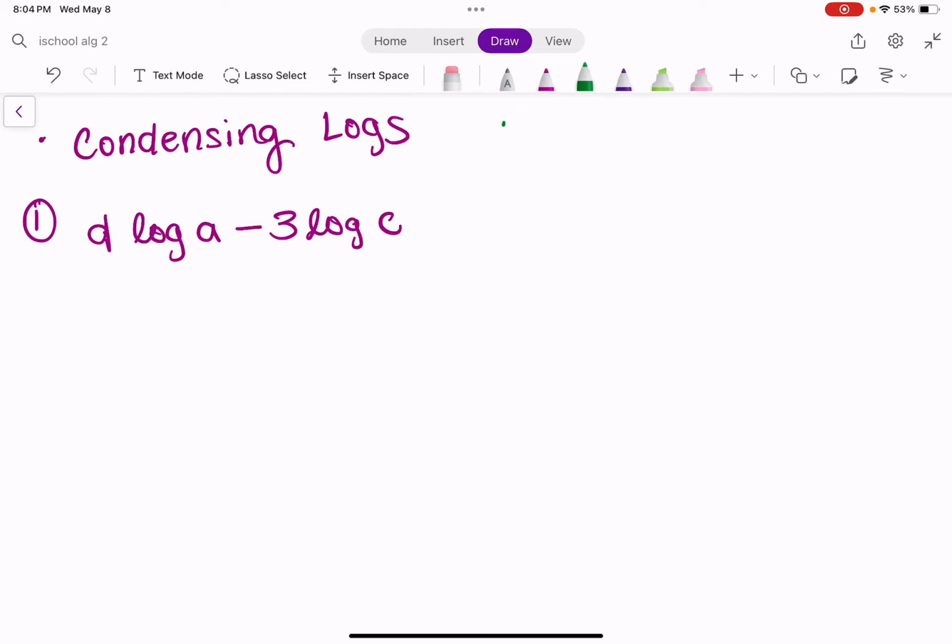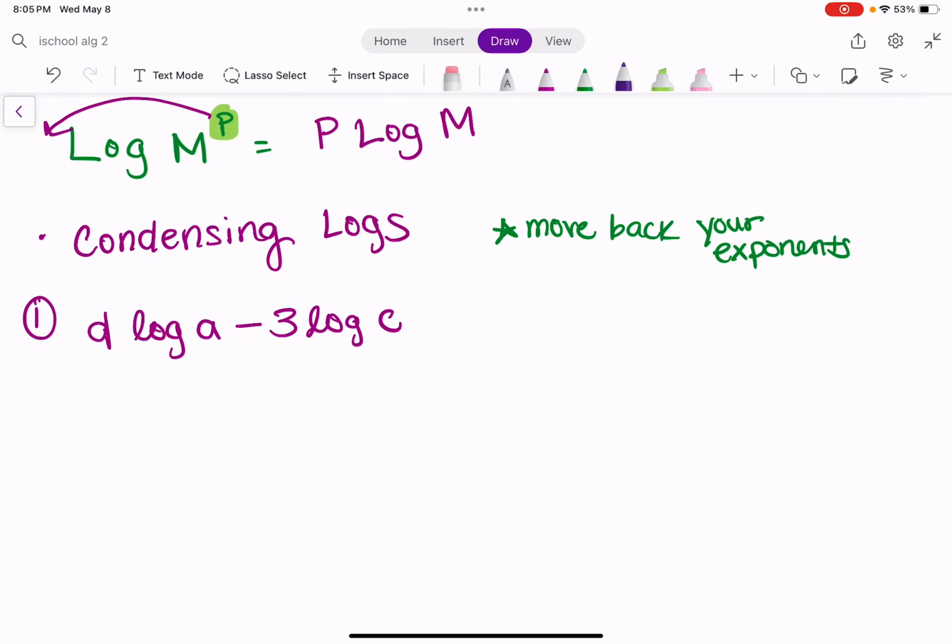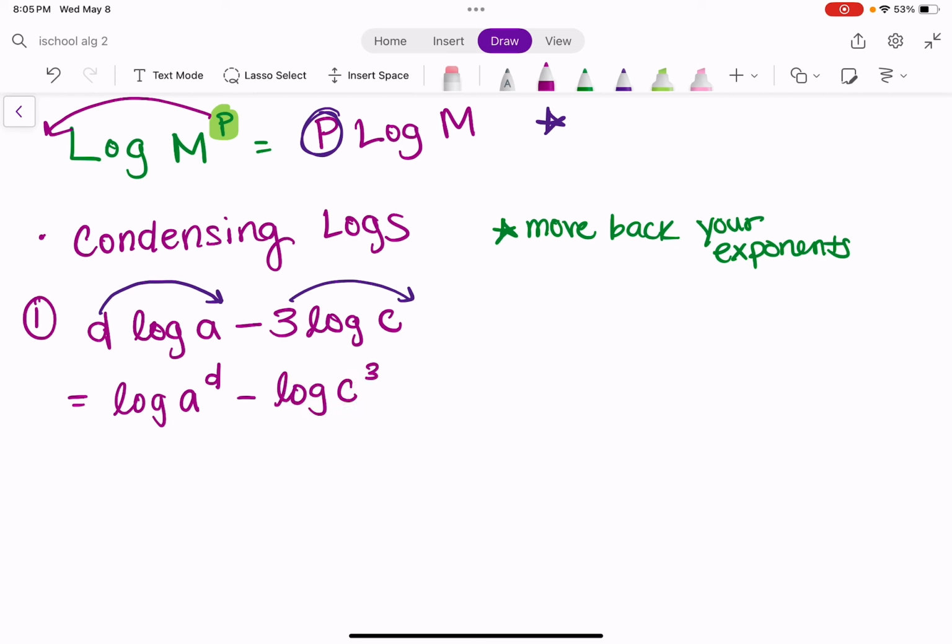So when you're condensing, the first thing you want to do is move back your exponents. Okay, so we're going to be using this last log property, right? Which basically says if we have an exponent, or if we have a number in the front, we can move it back to the exponent. So d is going to go back and be an exponent of a, and 3 is going to go back and be an exponent of c. So I can essentially rewrite this as log a to the power of d minus log c to the power of 3. So I've used this exponent log rule.